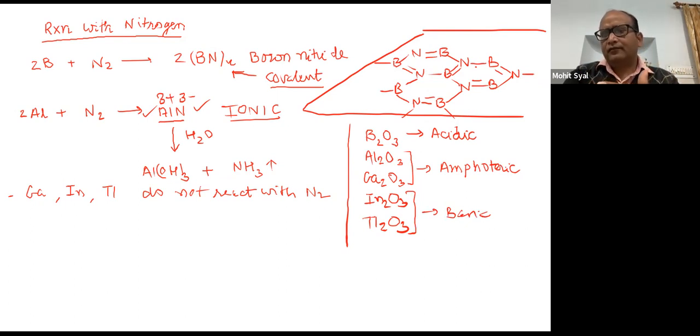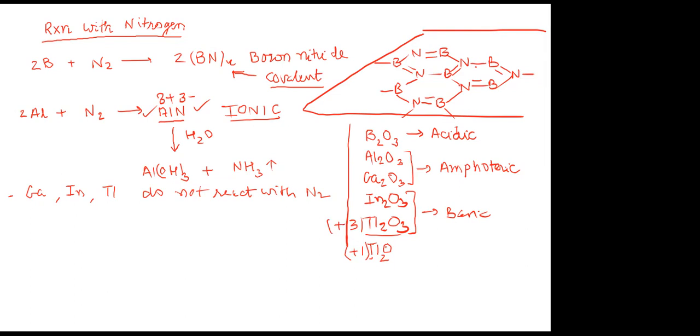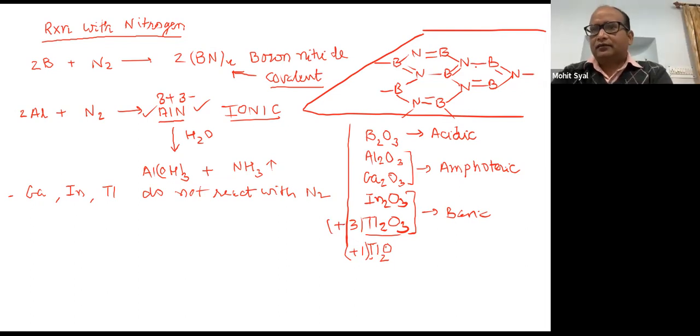And we have seen that thallium will form two oxides: thallium(I) oxide and thallium(III) oxide, thallium +3 and thallium +1. Is it clear, Fatima? Yes, sir.